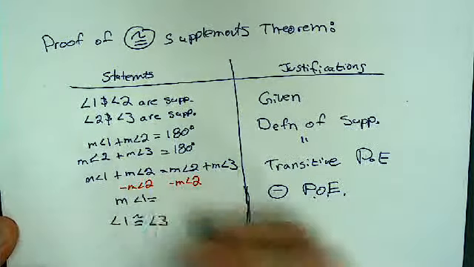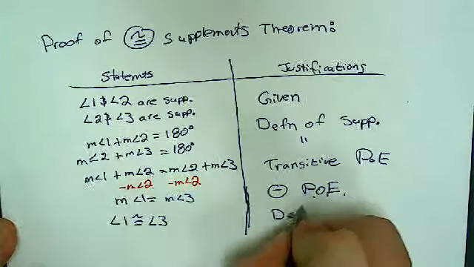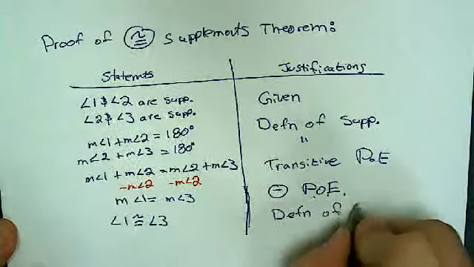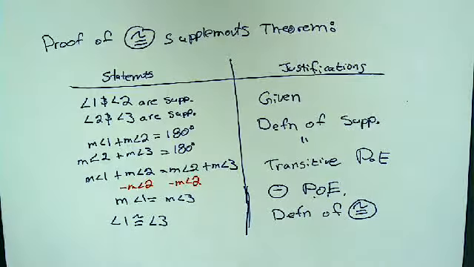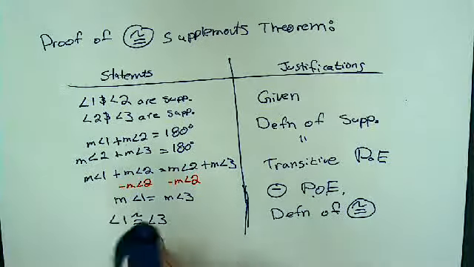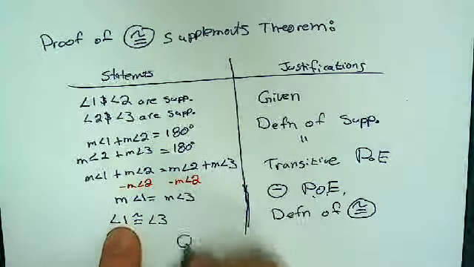So measure of angle 1 is going to equal the measure of angle 3. And this, I'll tell you guys, is the definition of congruent. That's what I wanted to prove, right? I connected this idea to this idea. That's what I set out to prove, so I'm finished.